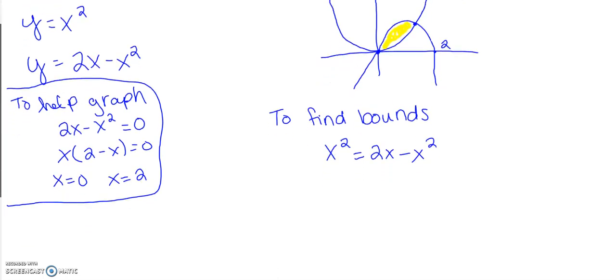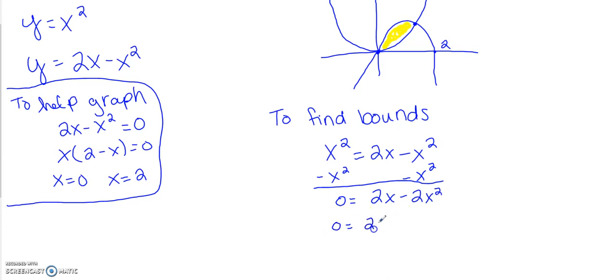Okay, push this down a little bit. So what I'm going to do is subtract x squared from each side. Get everything to one side. So I get 0 equals 2x minus 2x squared. Now I can factor out a 2x. And that leaves me with 1 minus x. So I have an x-intercept at 0 and at 1. So here's 0, and here's 1.